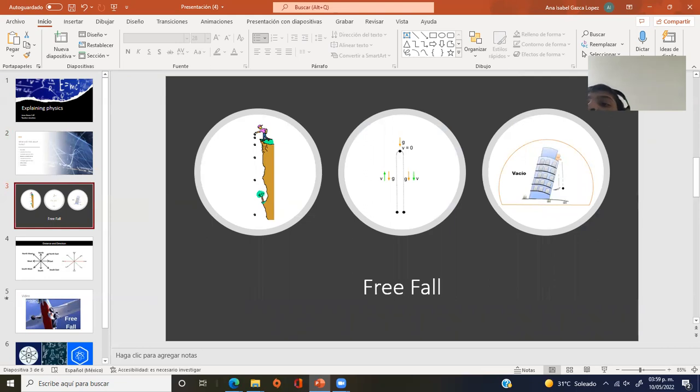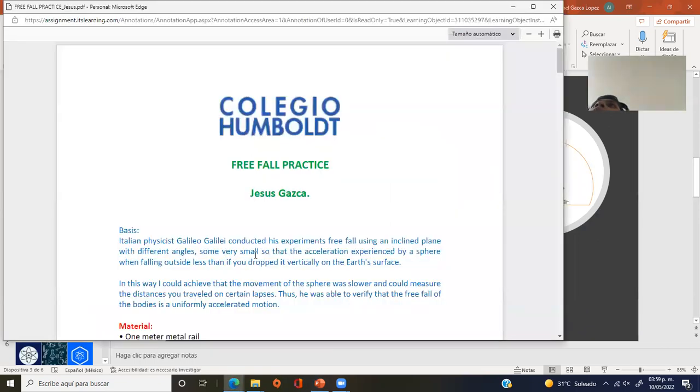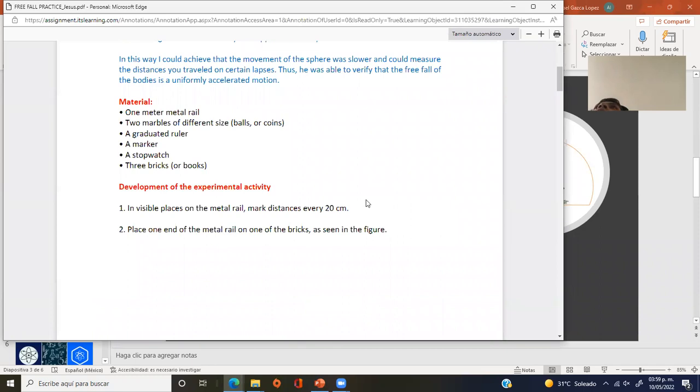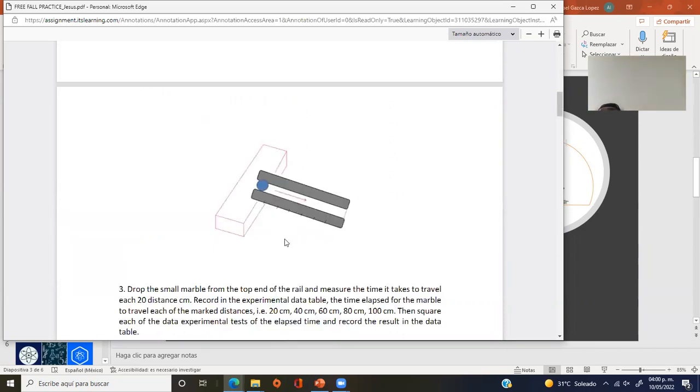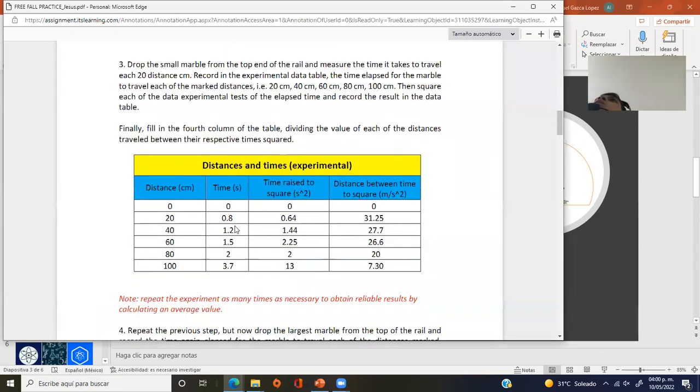The sum of the kinetic energy has the same value, as presented previously in class. Here we do an experiment. I will give a little explanation of what we did in class. Material: 1 meter rail, 2 marbles of different size, a greater ruler, a marker, a stopwatch, 3 books or bricks. Here is the experiment.